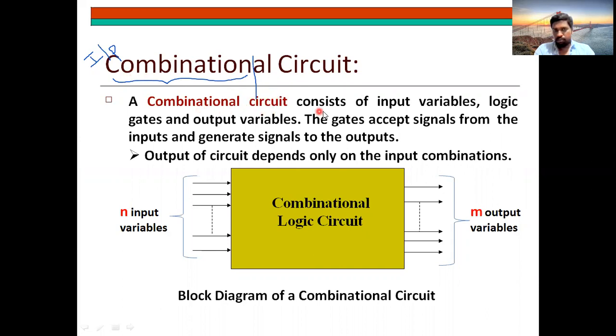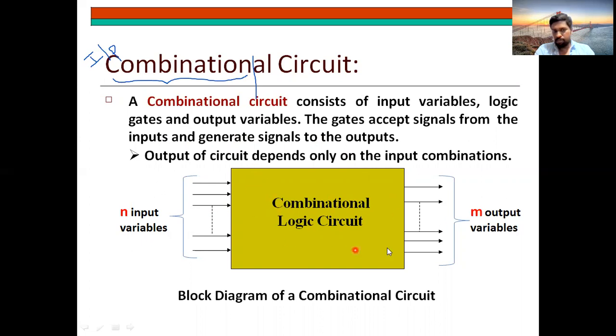This combinational circuit consists of input variables, logic gates and output variables. Why are these logic gates there? Because these gates accept the input signals and generate the output signals. That means internally in this circuit we will have the logic gates, and these logic gates will accept input from here, process them and give output here.